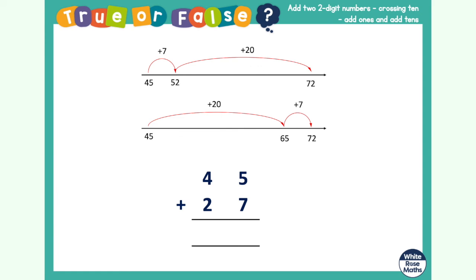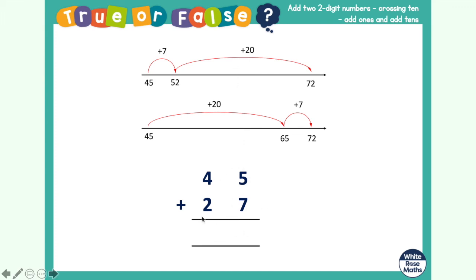Here I've got a different calculation, 45 add 27. And at the top you can see the same thing. It doesn't matter whether we add the 7 and then the 20 or the 20 and then the 7. We get to 72 each time. So it doesn't matter whether you add the ones first or the tens. But when you're doing a column addition, it's important to add the ones first so that you don't accidentally make a mistake in your calculations. Let me show you what I mean.